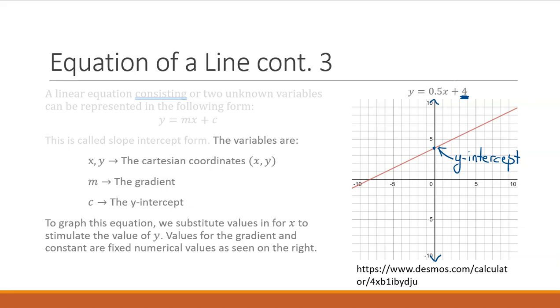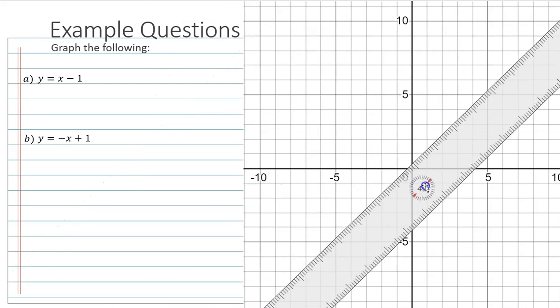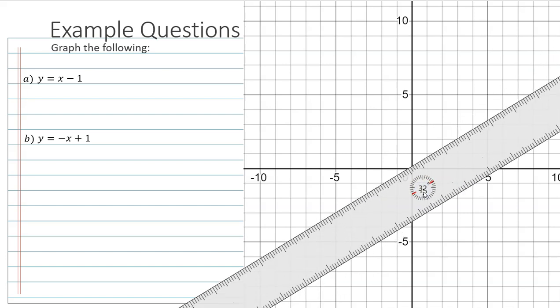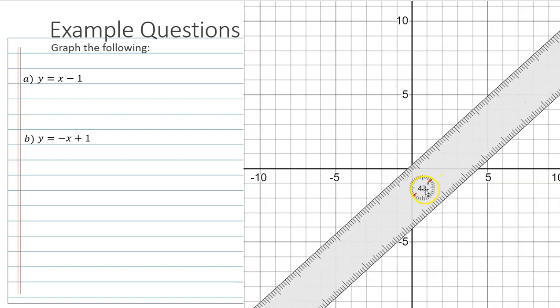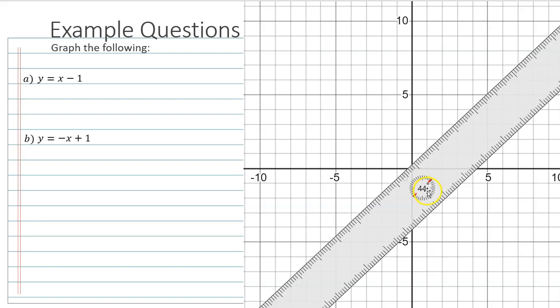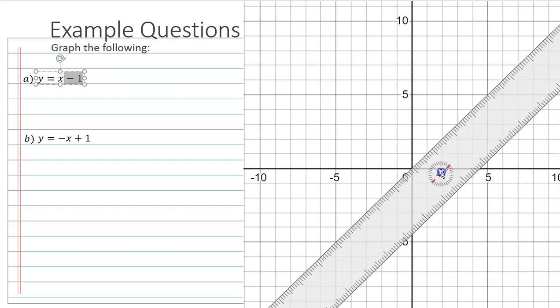So I'll quickly jump into two example questions, and then we'll look at it in a bit more detail. Consider two equations, y equals x minus 1 and y equals negative x plus 1. To graph these two lines, I'll simply bring up my ruler and I'll set it to 45. So for every square that we go up, we're going to go across one square. And notice that this line is going to cross the y-axis at negative 1. So we'll go 0 down to negative 1.